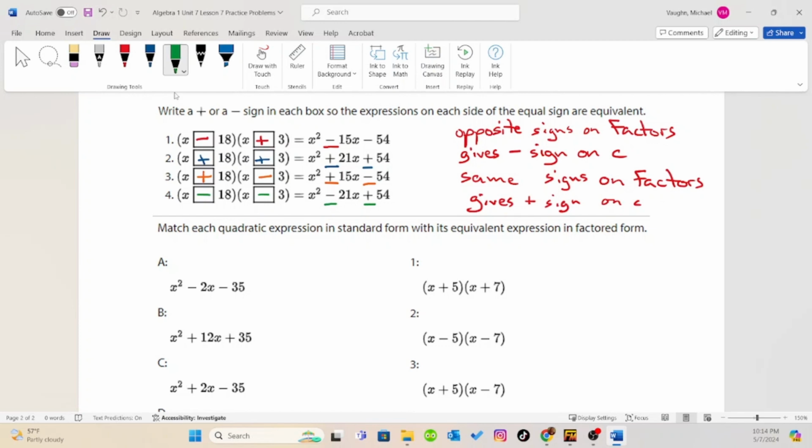If you have any questions about this one, please use class time now to ask for further clarification before we move on to the next practice problem.